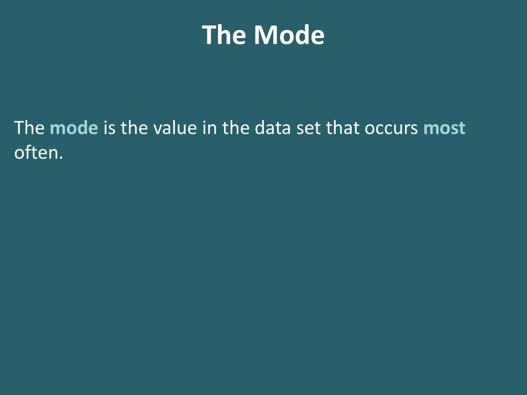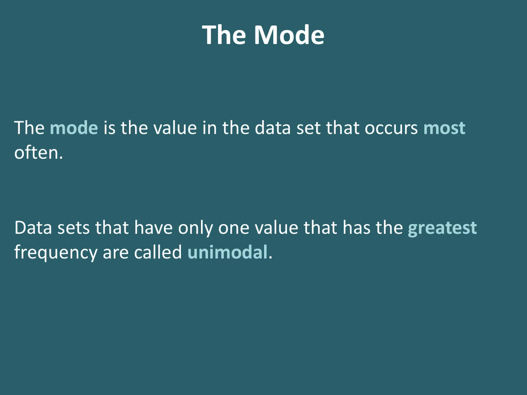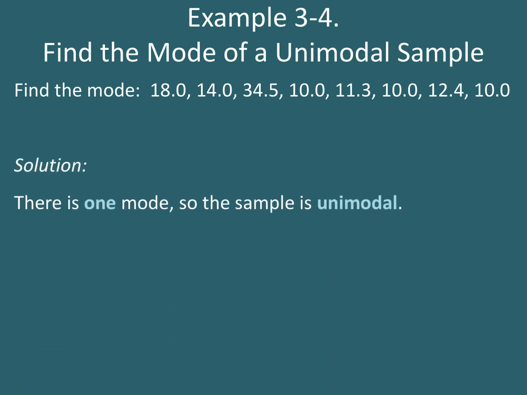Now we talk about the mode. The mode is the value in the dataset that occurs most often. Datasets that have only one value that has the greatest frequency are called unimodal. Let's do an example. Let's find the mode of the following set. There is one mode in this particular example.